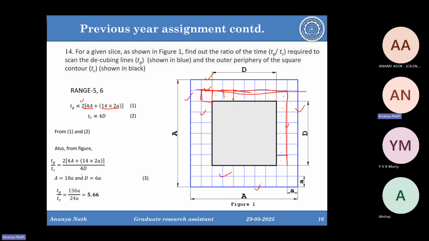Now if you see the formula, this bigger A, if you count 1, 2, 3, 4, 5, 6, 7, 8, 9, 10, is 10A, small a, because 1 line is equal to small a. So capital A is equal to 10 small a, and D is equal to 6 small a. So I have just replaced the A's and now I get the answer.